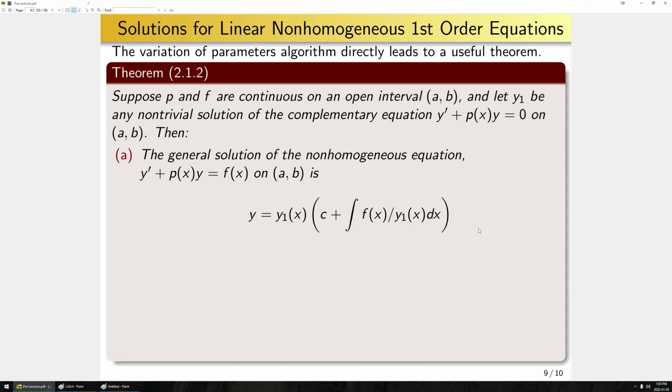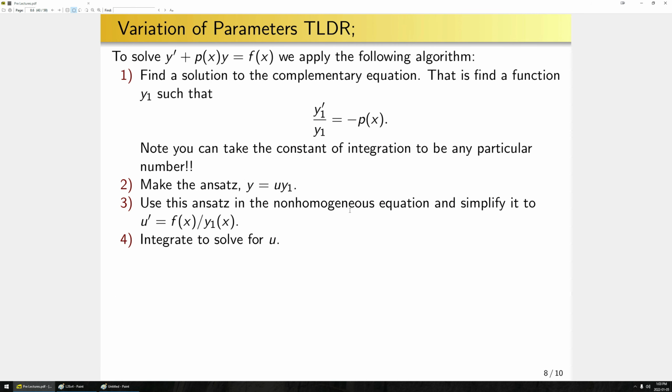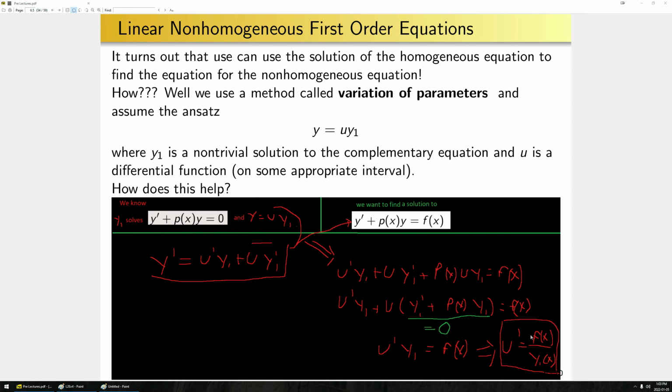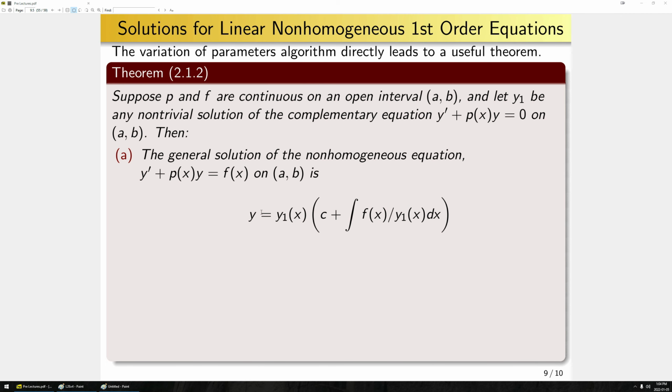So ultimately, how do we find this expression? Well, all we do is go through this process that we already did over here. We simply integrate this to solve it for u, and then we plug that into our ansatz, where for y1, we use the fact that we know an analytic solution to the homogeneous equation from theorem 2.1.1. And when you do that, that's where this functional form here comes from.